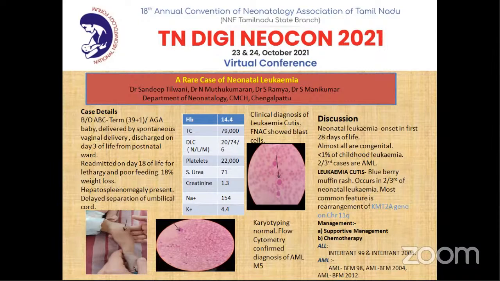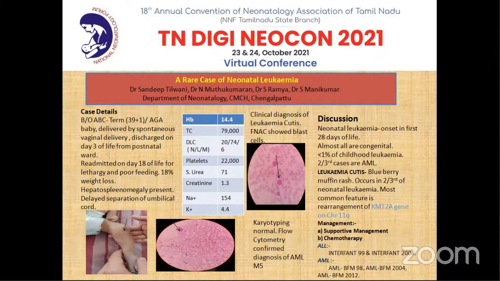Neonatal leukemia accounts for less than 1% of childhood leukemias. 2/3 of neonatal leukemias are of the AML variety. Leukemia cutis is a very peculiar feature of neonatal leukemia, seen in around 2/3 of babies with neonatal leukemia. It is typically described as a blueberry muffin rash. Neonatal leukemia is more commonly associated with genetic rearrangement of the long arm of chromosome 11, which involves the KMT2A gene.